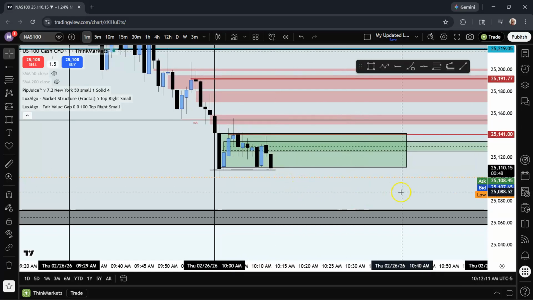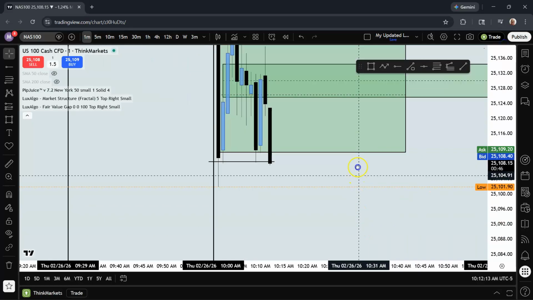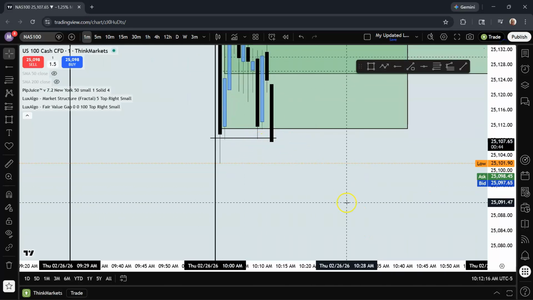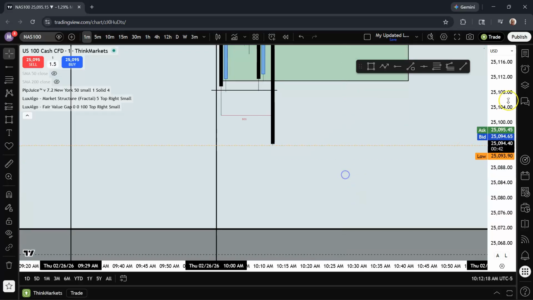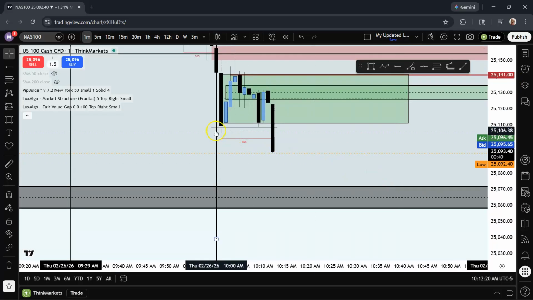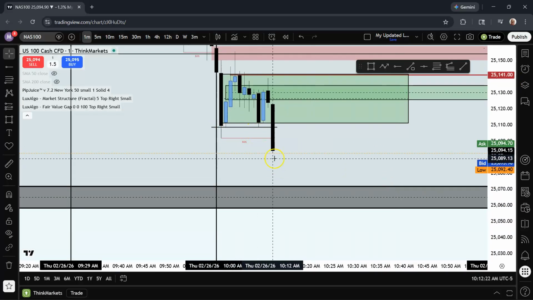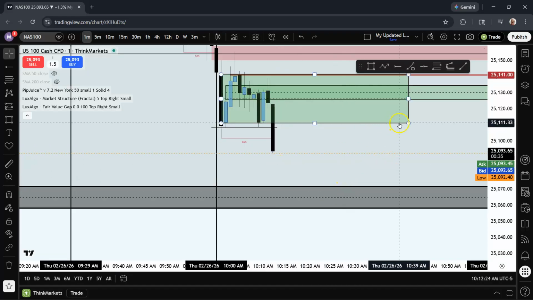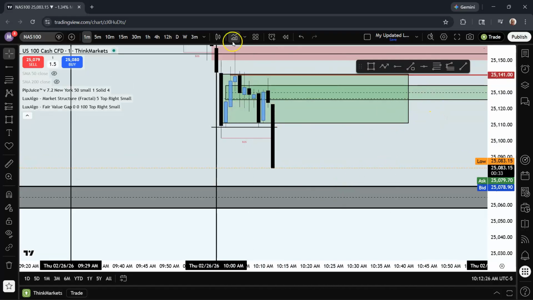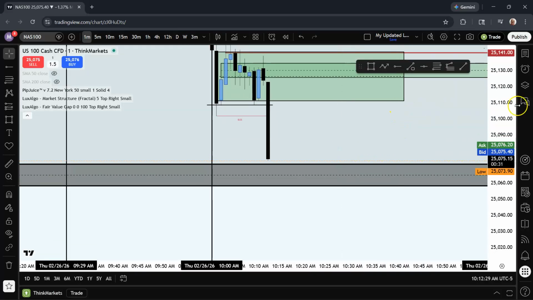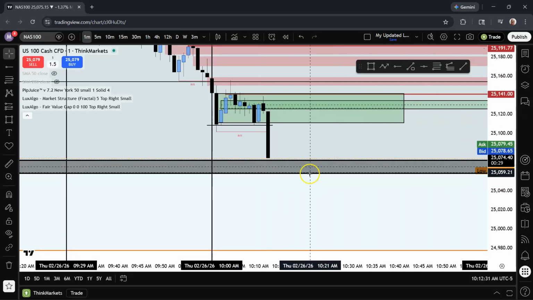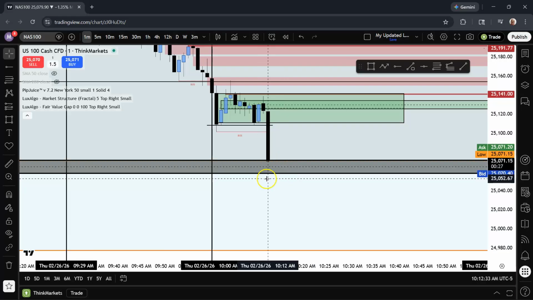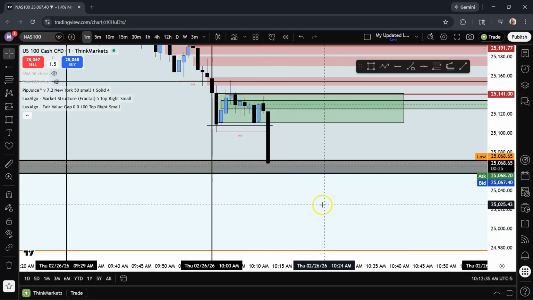Okay, now look at that. It hit that line again, but it's blown right past it. Look at that. Okay. Made a lower high. So it broke out of the box. And it's going to hit this area here, which is a key level.